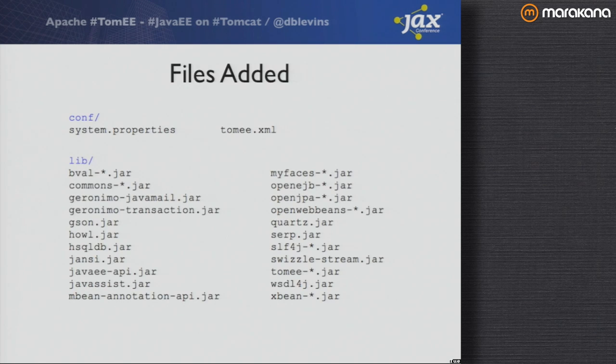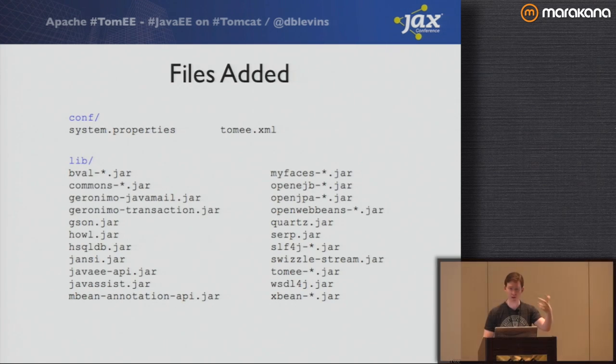So as what I showed can look like a lot of magic, here are the steps that we've taken to add these things to Tomcat. We add 2 configuration files into the conf directory. One is just simply there for the convenience. You can add system properties to it, and you don't have to put them as -D flags. Simple. The other one is a TomEE XML configuration file.